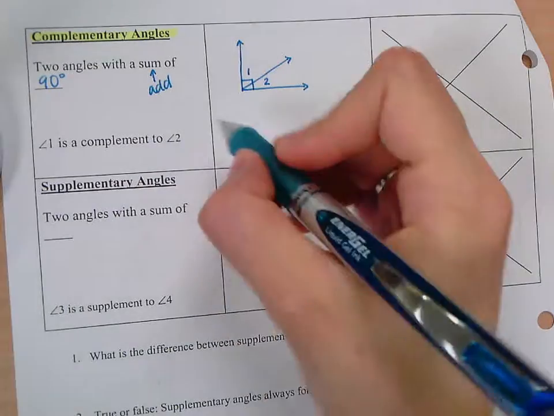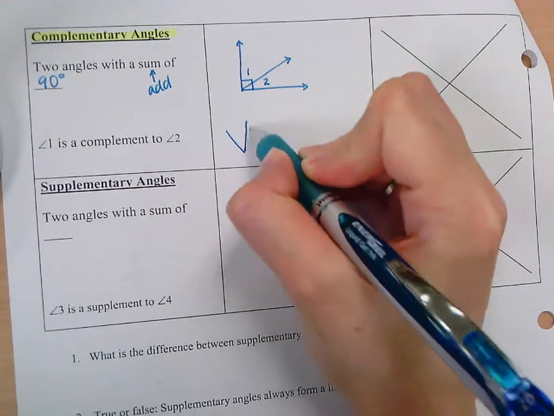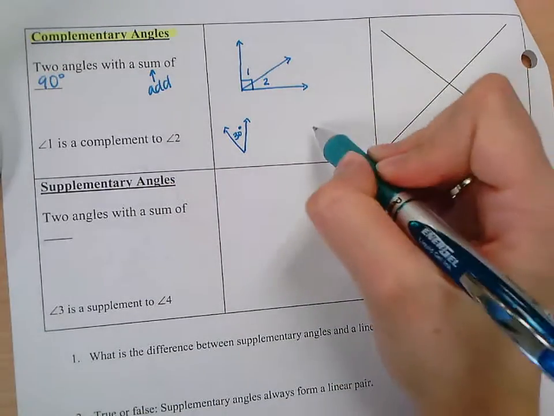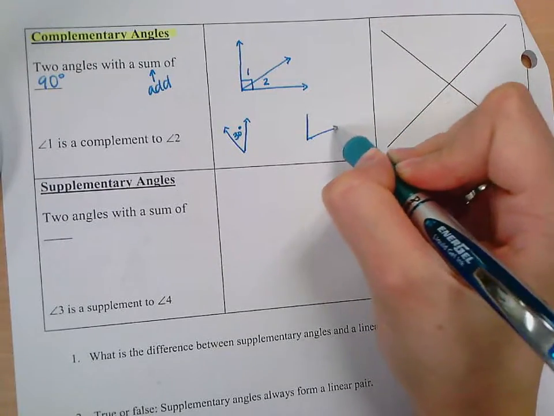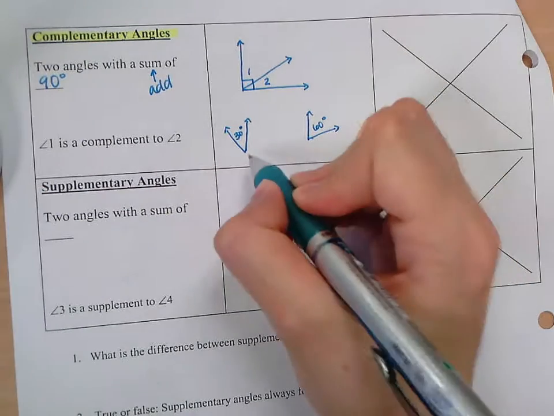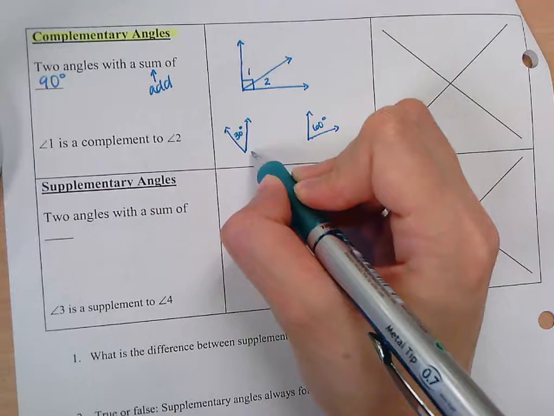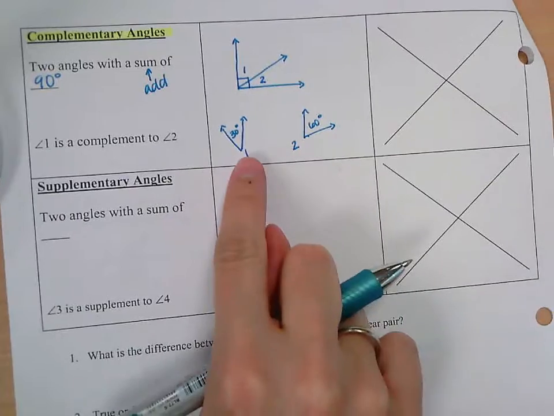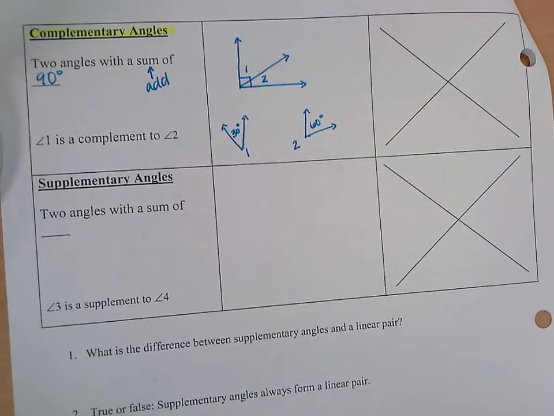But these do not have to be adjacent angles. So say you have two separate pictures, like I have one angle over here, and I know that it is 30 degrees, and then I have another angle over here, and I'm told that that is 60 degrees. This isn't correct labeling necessarily, but say this is angle 1, this is angle 2. Even though they're not adjacent, they're not touching at all, they still are complementary. They still add to 90. So complementary angles don't have to be angles that are touching each other.